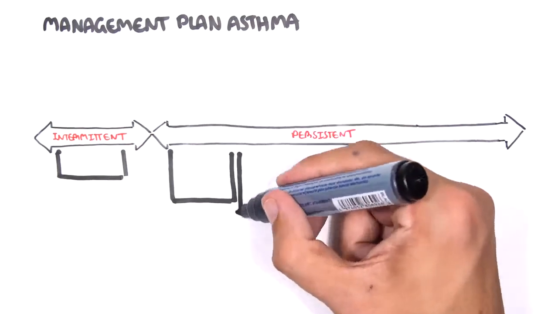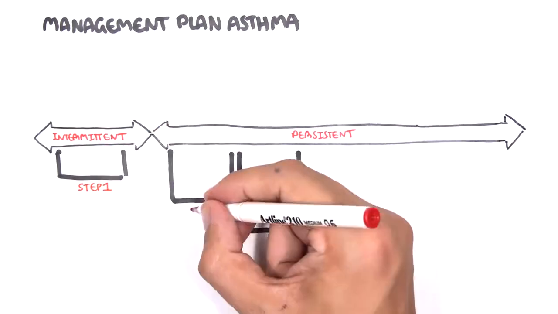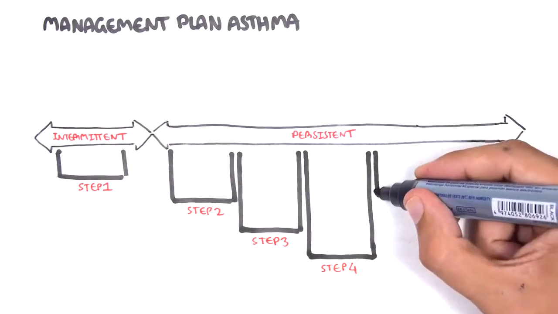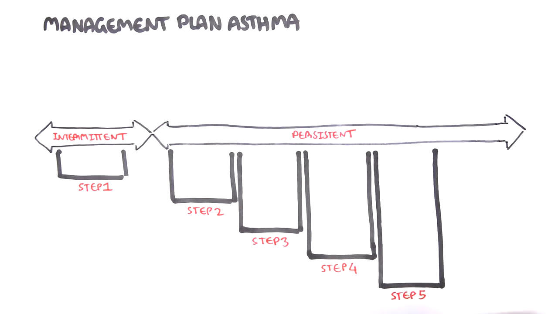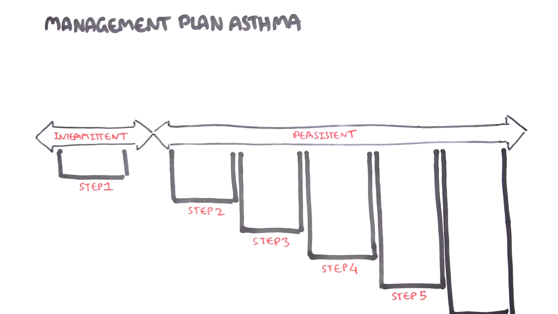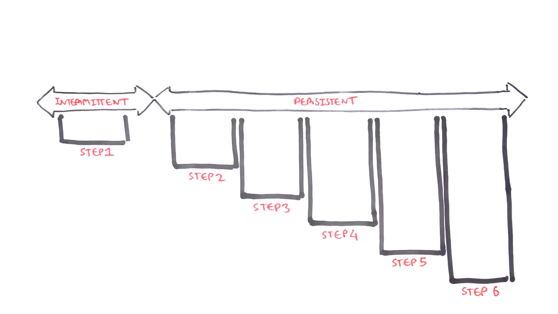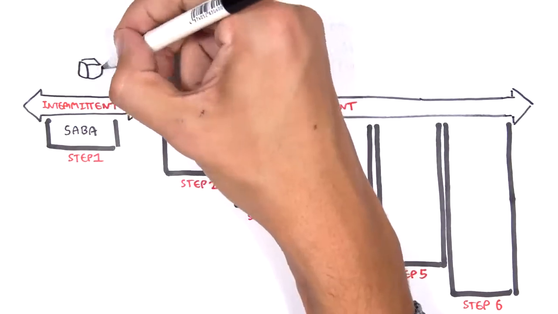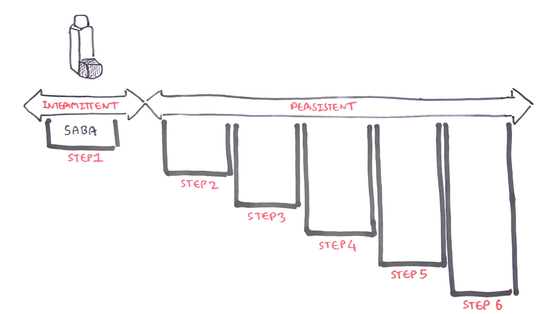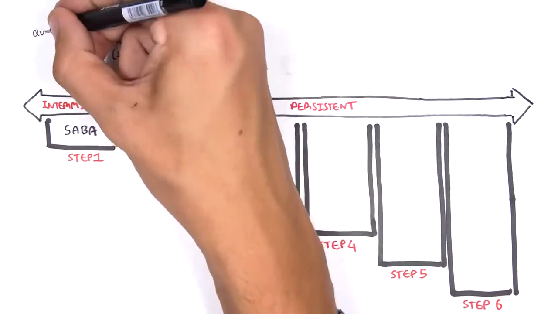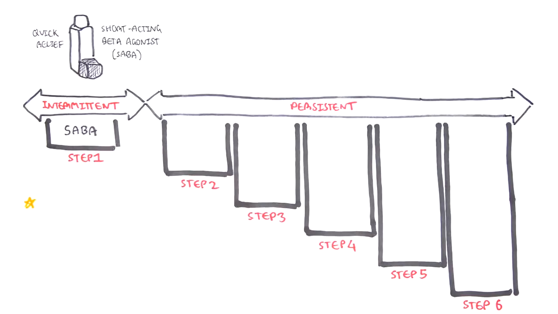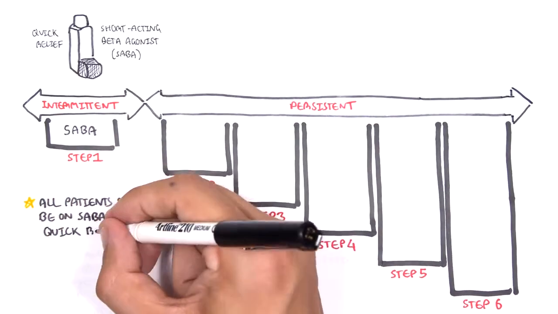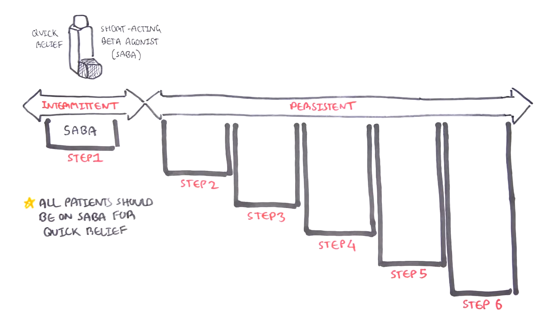The STEP approach covers 6 steps. Step 1 is for intermittent asthma. Persistent asthma is step 2 to 6, 6 being the most severe. For intermittent asthma, step 1, short-acting beta agonists are used, and this is for quick relief. In general, all patients with asthma should be on a short-acting beta agonist for quick relief.